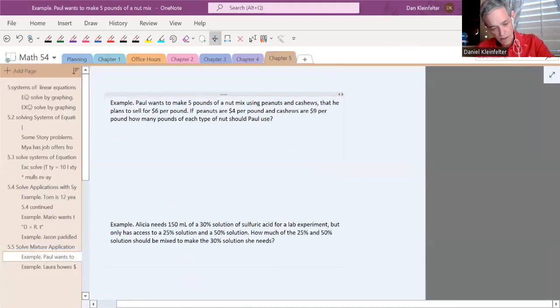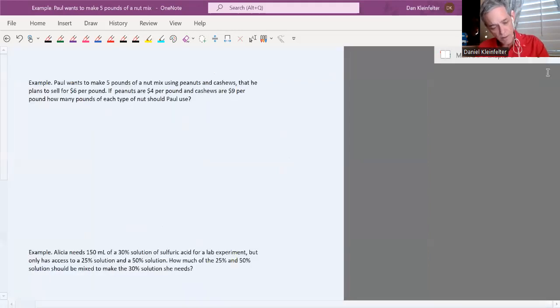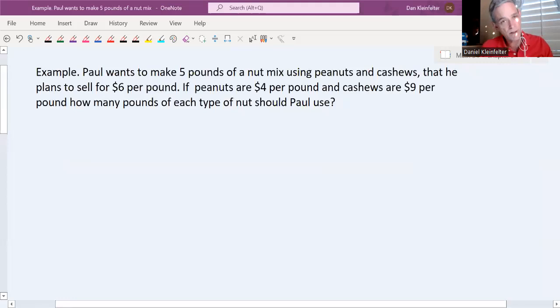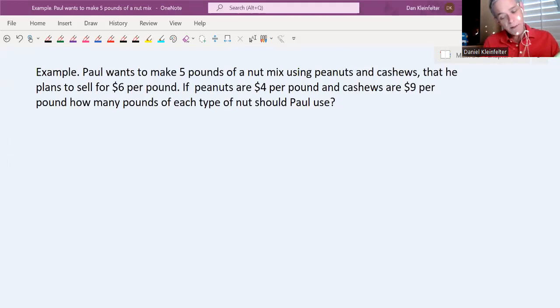Okay, here's 2 more. The first one's about nuts. Here it says Paul wants to make 5 pounds of a nut mix using peanuts and cashews, and he's going to sell that for $6 a pound. If peanuts are $4 a pound and cashews are $9 a pound, we want to know how many of each type of nut Paul should use.